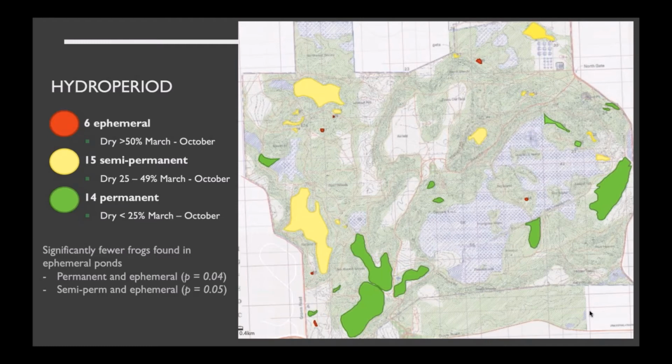When you look at how many wood frogs and green frogs are actually found in these ponds, there were significantly fewer frogs found in the ephemeral pools versus the semi-permanent and the permanent pools. So this is to be expected, given the habitat preferences that I talked about, but it's also important to note that the 6 ephemeral pools were vastly outnumbered by the number of semi-permanent and permanent ponds that were found in the reserve.